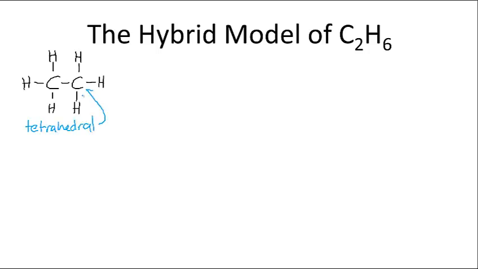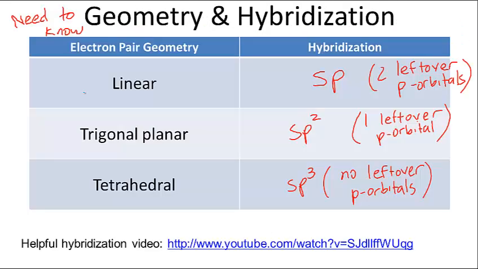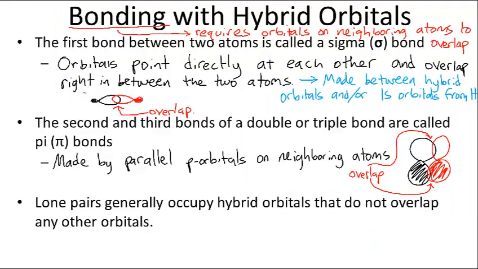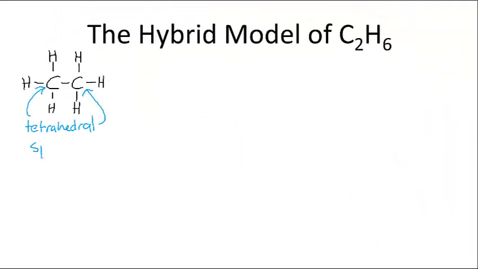Pyramidal would be if they were bonded to 3 atoms and had a lone pair. These are bonded to 4 atoms. Either way, the electron pair geometry would be tetrahedral. Okay, so I have tetrahedral atoms. I look back very quickly. Oh, that's going to correspond to sp3 hybridization. Okay, so each one is sp3 hybridized.